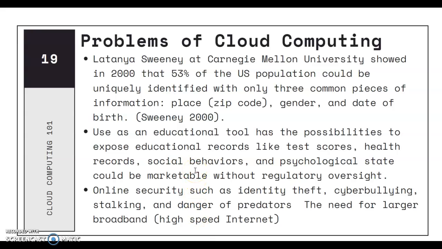Latanya Sweeney at Carnegie Mellon University showed in 2000 that 53% of the U.S. population could be uniquely identified with only 3 common pieces of information: place, using your zip code, gender, and date of birth. Used as an educational tool, it has the possibility to expose educational records like test scores, health records, social behaviors, and psychological states, which could be marketable without regulatory oversight.